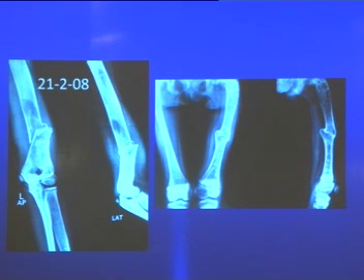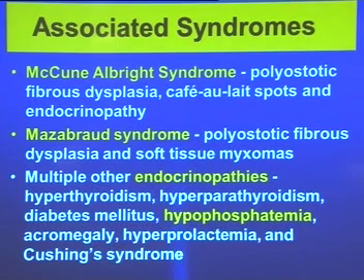So these are examples of polyostotic involvement, and you can see that the bone is involved markedly. Throughout the length, the bone is involved, extensive involvement, and pathological fractures are not uncommon in this variant. So the associated syndrome, McCune-Albright syndrome, is polyostotic fibrous dysplasia, cafe au lait spots, and endocrinopathy. Mazabraud syndrome I already mentioned: polyostotic fibrous dysplasia and soft tissue myxomas.